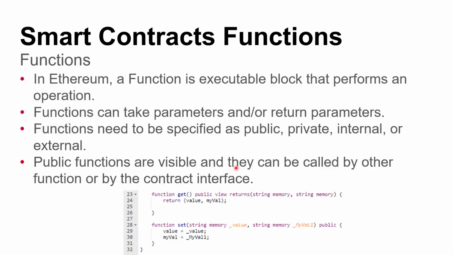Public functions are visible and can be called by other functions in the contract interface. So it's important to understand the visibility of your functions and also how they're structured within your contract. We can see here we have a public function called get and another public function called set. The get, in this case, returns two string values, and the set receives two values.